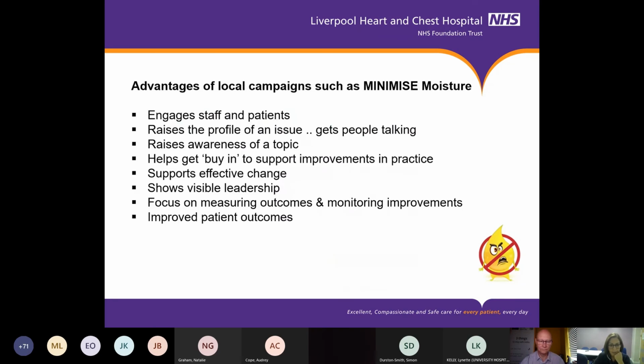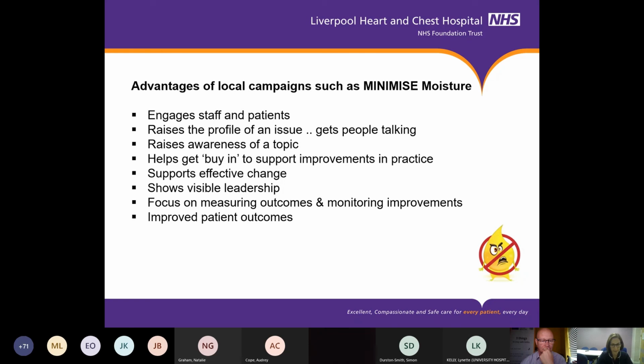And I just wanted to end, so that we've got a good chunk of time for any conversation and questions, to just briefly say the advantages of doing any local campaign like this. It's just an opportunity to engage staff and patients to raise their awareness. It massively gives a platform to raise the profile of an issue, because it gets people talking, and that raises awareness. It also gets buy-in, and sometimes you need that.